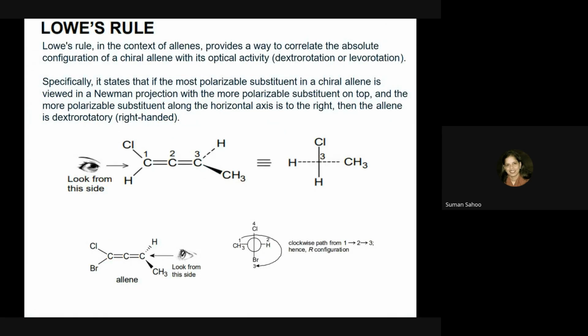Next is Lowe's rule, which yesterday we also discussed, about assigning configuration to your allenes where you have a chiral axis. There is another rule that is known as Lowe's rule, where you can assign configurations from your cotton effect. So first what you have to do, you have to check from which side you are viewing.